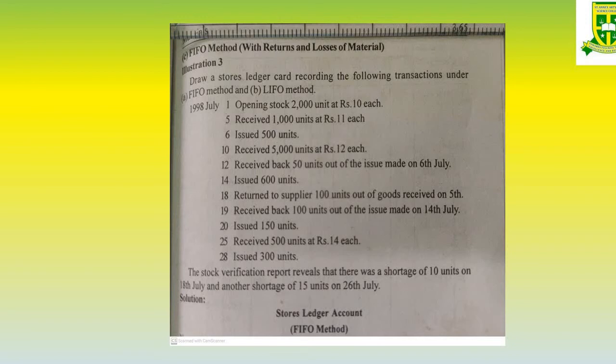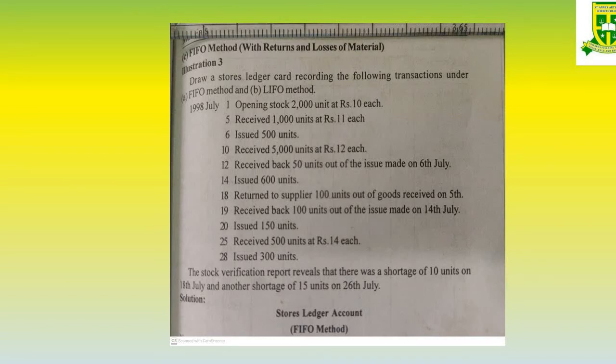So draw a stores ledger. I have already explained in the question, but once again I will explain. Opening stock is given. If we are receiving anything from outside, from the supplier, that is called a goods receiving note. If we are issuing for the manufacturing process within the company, we will issue how much is required, that is called issuing. For that we have to use the term material requisition number.